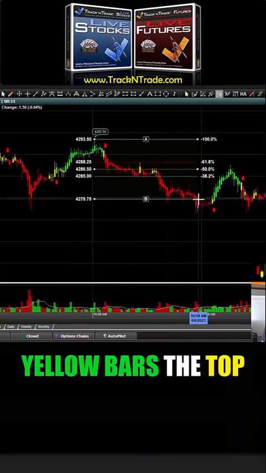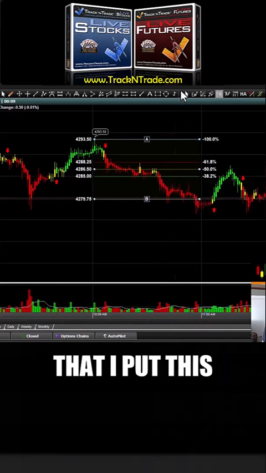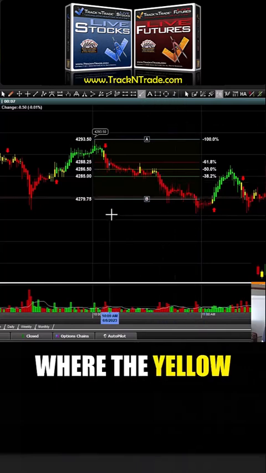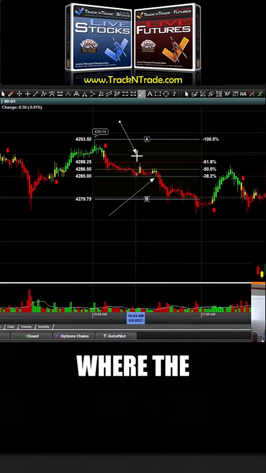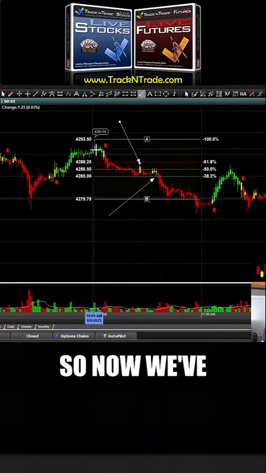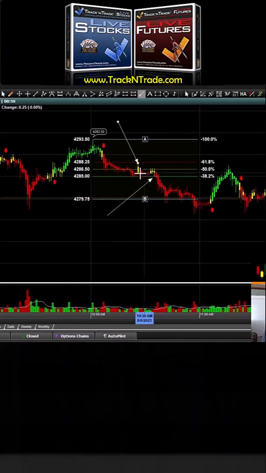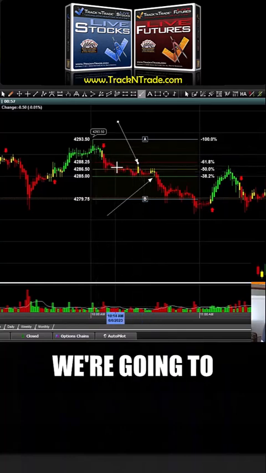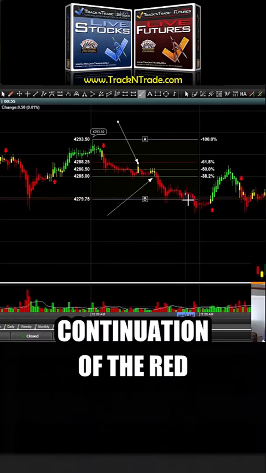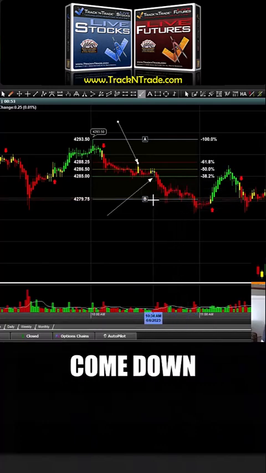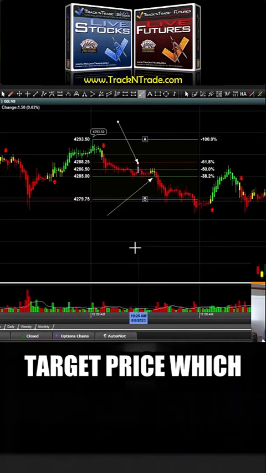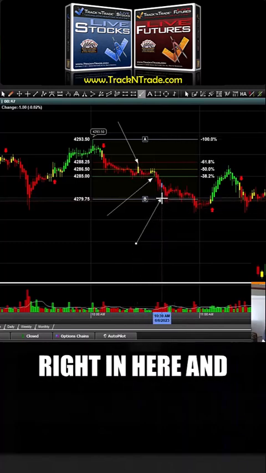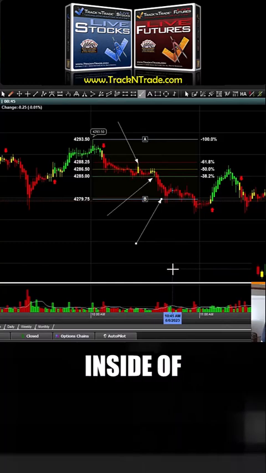So the bottom of the yellow bars, the top of the yellow bars right there, you can see that I put this right where the yellow bars broke right there. And I've got the top right here where the yellow bars at the high. So now we've straddled the yellow bars in here. The market's been going red. We're going to anticipate a continuation of the red trend, and we're going to look for it to come down to our Fibonacci projection or our target price, which is going to be the B point right in here. And again, we're going to put it just a tiny bit inside of that.